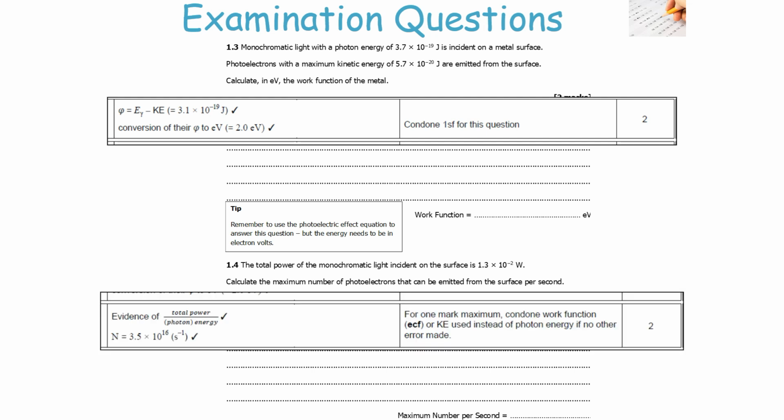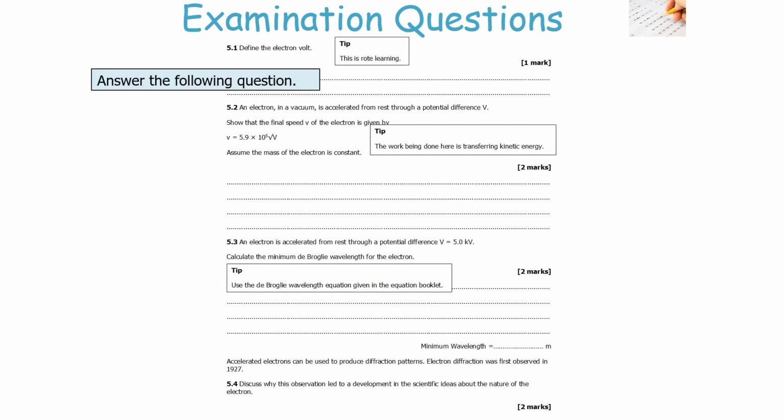Now you've got to think that the total power is going to be the energy of one photon times the total number of photons emitted in 1 second. So therefore the total number emitted in 1 second is the total power divided by the energy of one photon. Now we're told the energy of one photon up above in the first part of the question, and we know the total power from the second one, so we divide one by the other and get 3.5 times 10 to the 16. Next question.